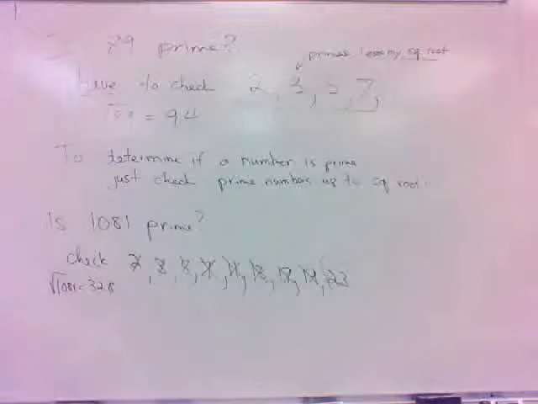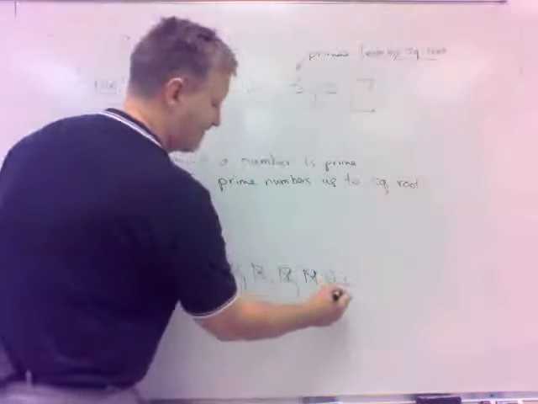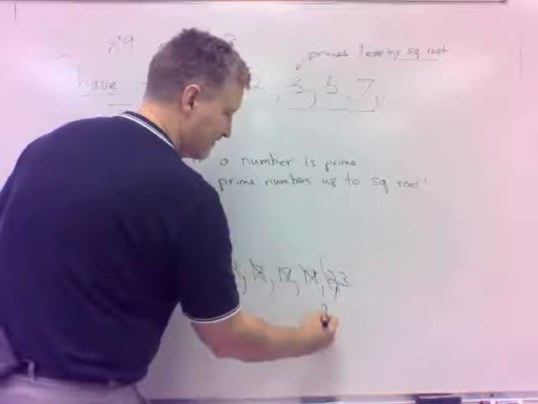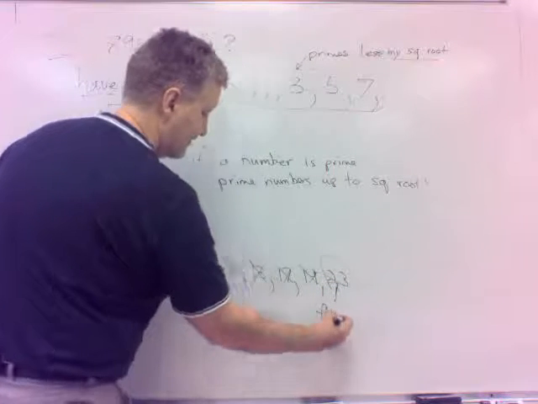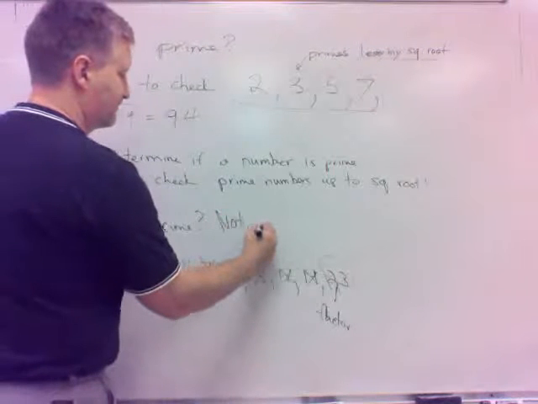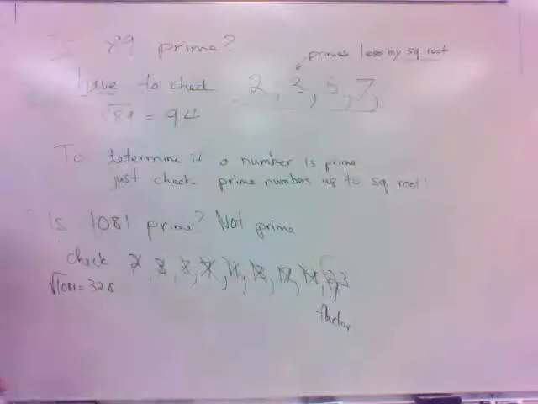So this narrows it down quite a bit. We reached 23. We hadn't quite made it to the square root yet, but we find out this is a factor. What does that tell me? Not prime. I found a factor. So yeah, if you get these bigger numbers and you're looking to see if it's prime, all you have to do is check the primes up to your square root. There you go.